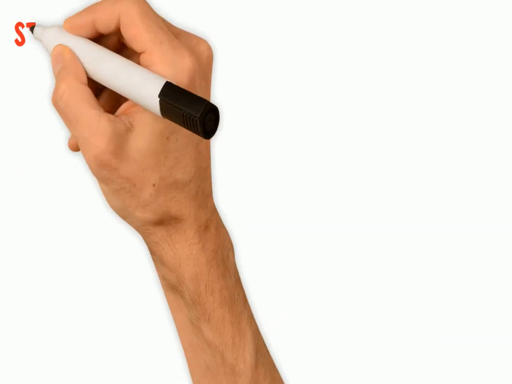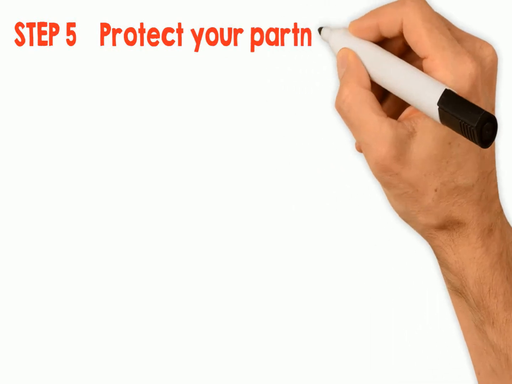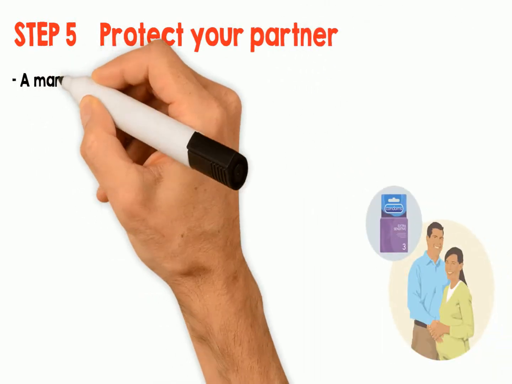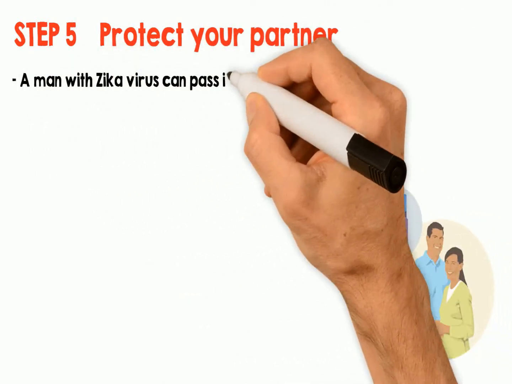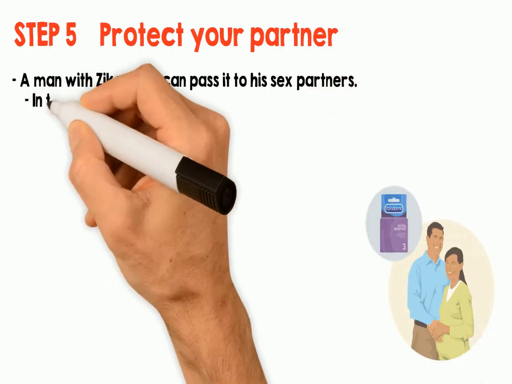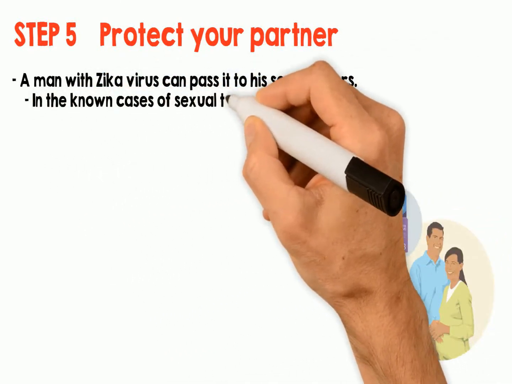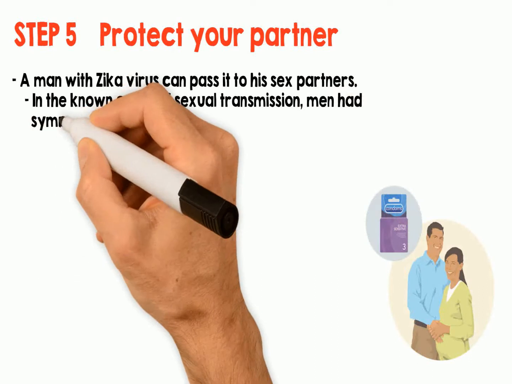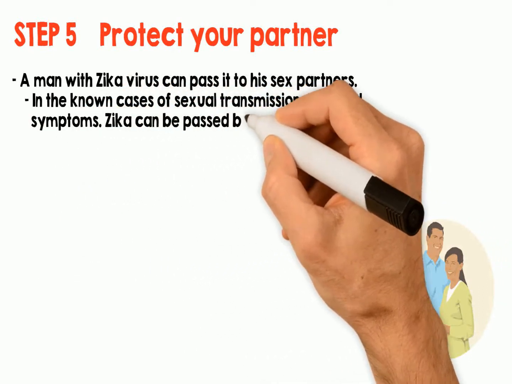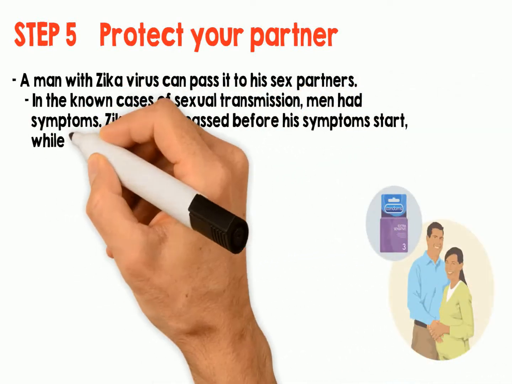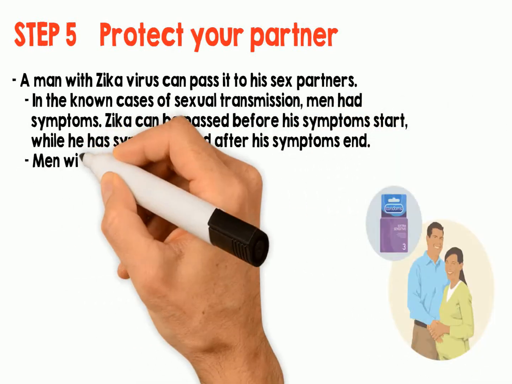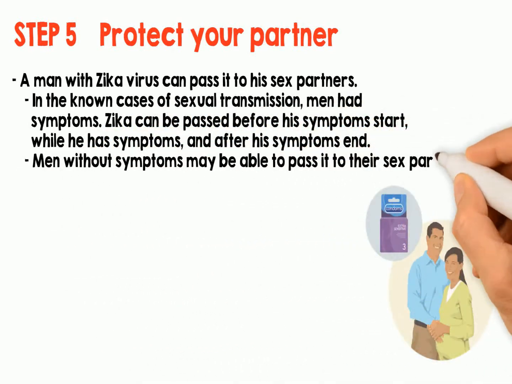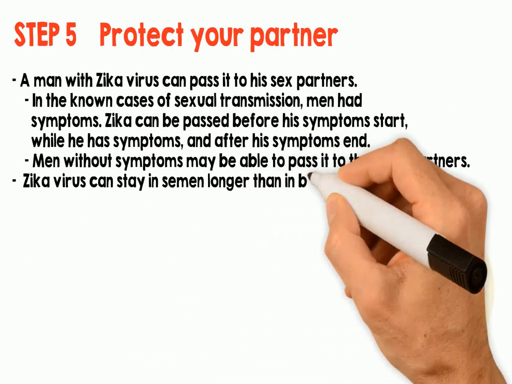Step 5. Protect your partner. A man with Zika virus can pass it to his sex partners. In the known cases of sexual transmission, men had symptoms. Zika can be passed before his symptoms start, while he has symptoms, and after his symptoms end. Men without symptoms may be able to pass it to their sex partners. Zika virus can stay in semen longer than in blood.